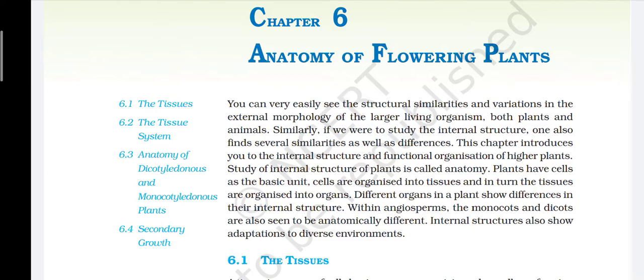Study of the internal structure of plants is called anatomy. Plants have cells as the basic unit. Cells are organized into tissues and in turn the tissues are organized into organs. Different organs in a plant show differences in their internal structure. Within angiosperms, the monocots and dicots are also seen to be anatomically different. Internal structures also show adaptations to diverse environments.